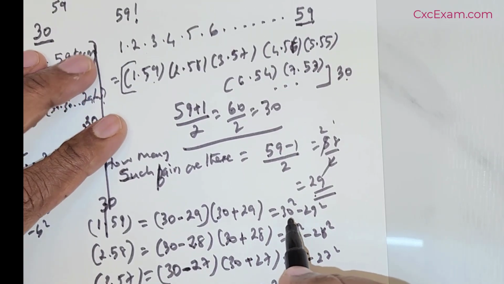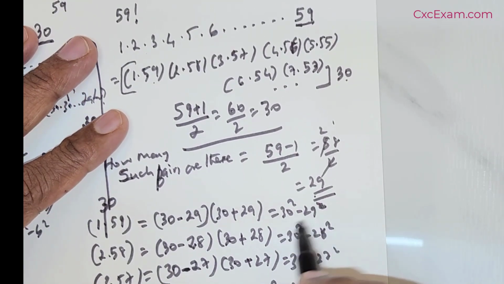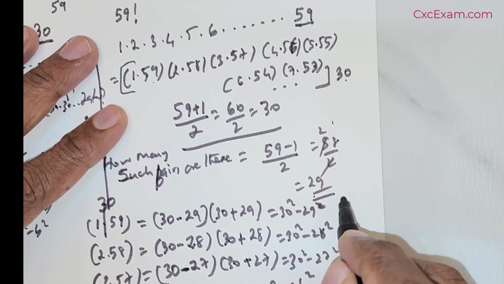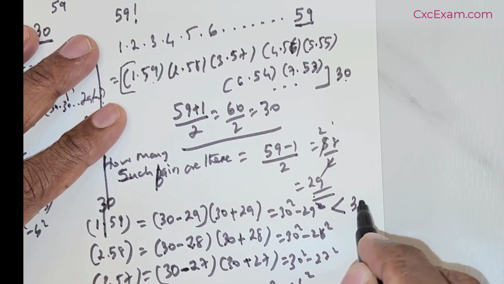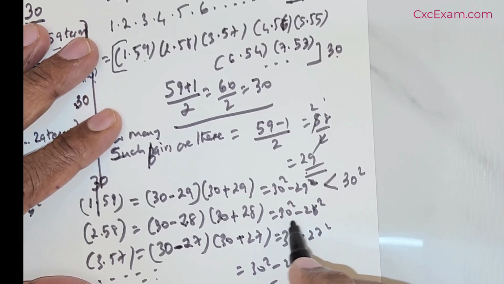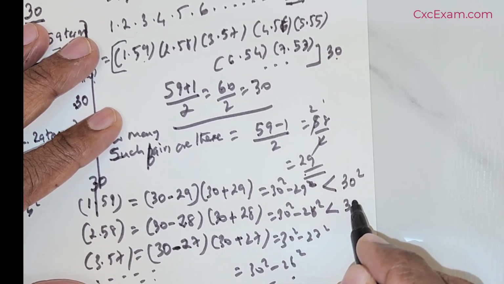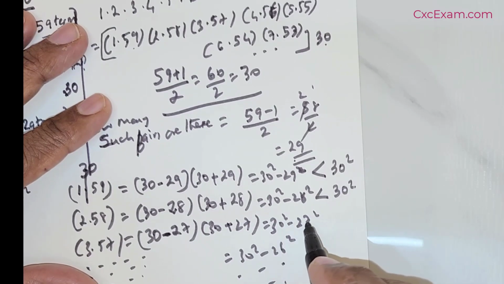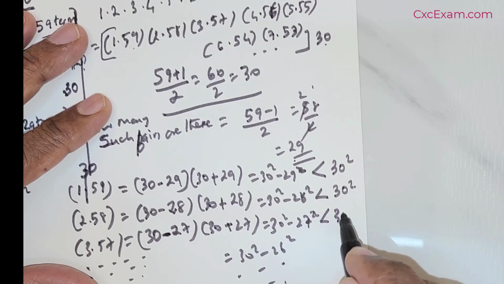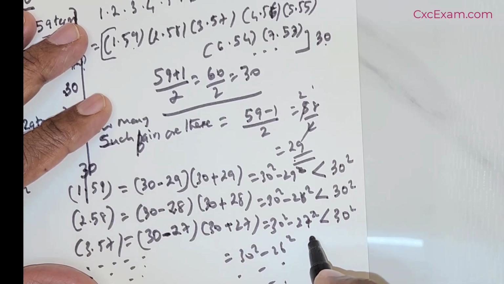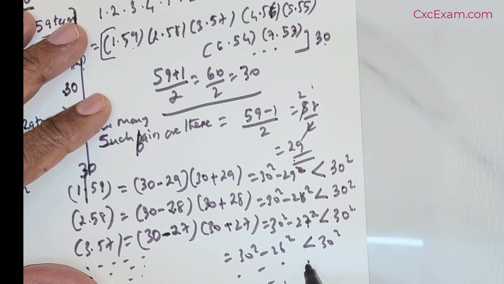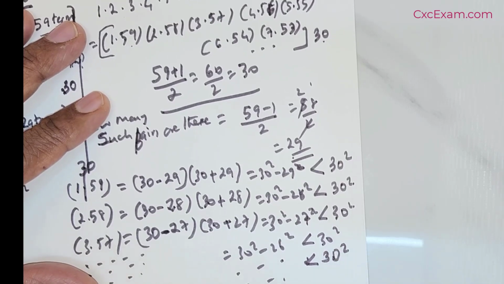Now clearly what you see here, from 30 squared you are taking away 29 squared. So clearly the number that you are going to be getting will be less than 30 squared. From 30 squared you are taking away 28 squared. The number you are getting will definitely be less than 30 squared. Similarly, from 30 squared you are taking away 27 squared. The number you are getting will be less than 30 squared. So in all these cases, the number that we are getting will always be less than 30 squared.